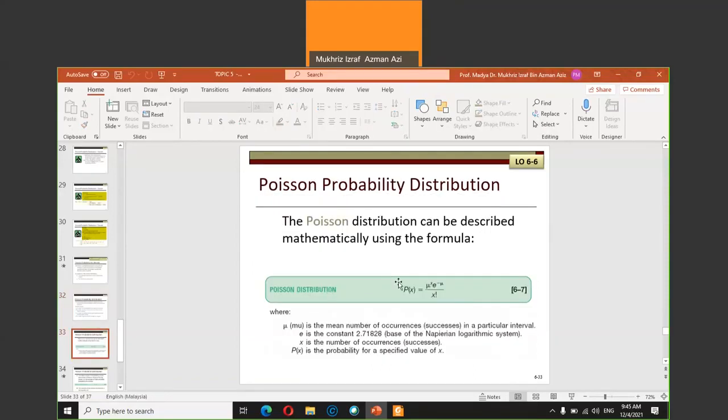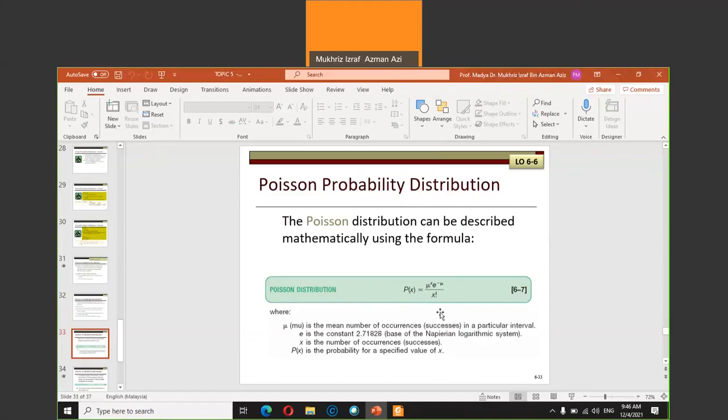The formula to calculate Poisson, of course, will be different from binomial. In binomial, you have the number of trials and the probability of success pi. Those are the two main ones. For Poisson, what you have is the mean value, mu. You recall we learned mu before, beginning from chapter number 3, the mean. So mu, or the mean, is the number of occurrences, or successes, in a particular interval.